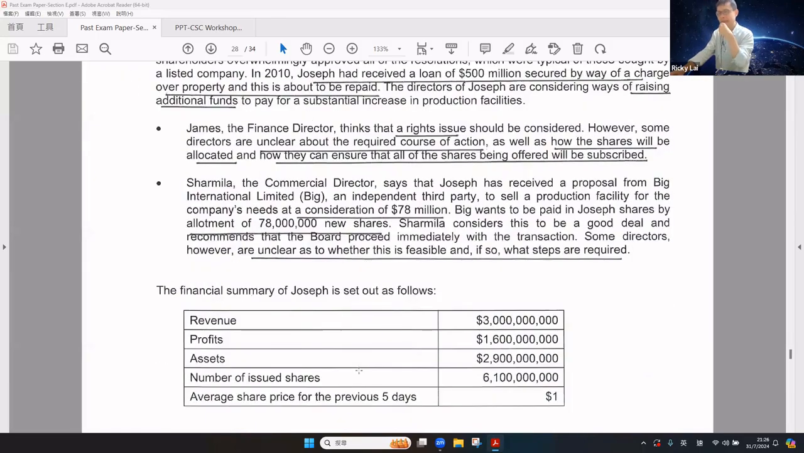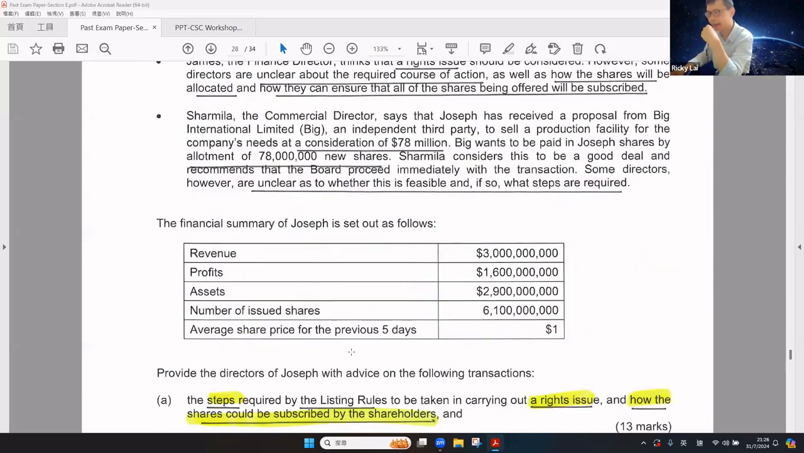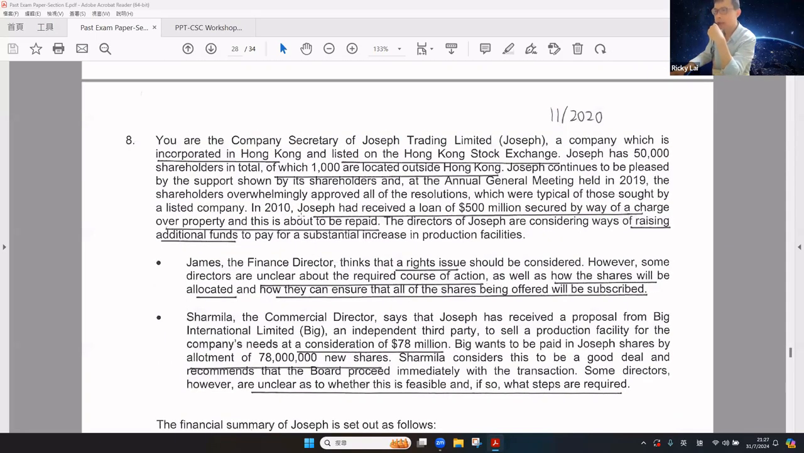Okay, before we use any headline to present the answer for the question. The type of company is a Hong Kong company listed on the Hong Kong Stock Exchange. The company has 50,000 shareholders, 1,000 of them located outside Hong Kong. The company will continue to be pleased by the support shown by the shareholders at the AGM, and shareholders overwhelmingly approved all the resolutions, which were typical of those passed by a listed company.